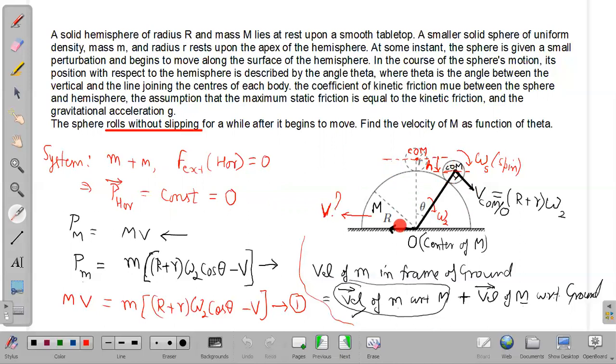It is placed on the hemisphere. The hemisphere is moving to the left side with velocity V, and therefore the center of mass will be carried by the hemisphere towards the left side with velocity capital V. So the center of mass has capital V velocity towards the left side, and capital R plus small r omega 2 velocity perpendicular to the radius vector. So we need to find the resultant of these two vectors, and then we can find out the real velocity of the center of mass, and that real velocity will be used for calculation of kinetic energy.